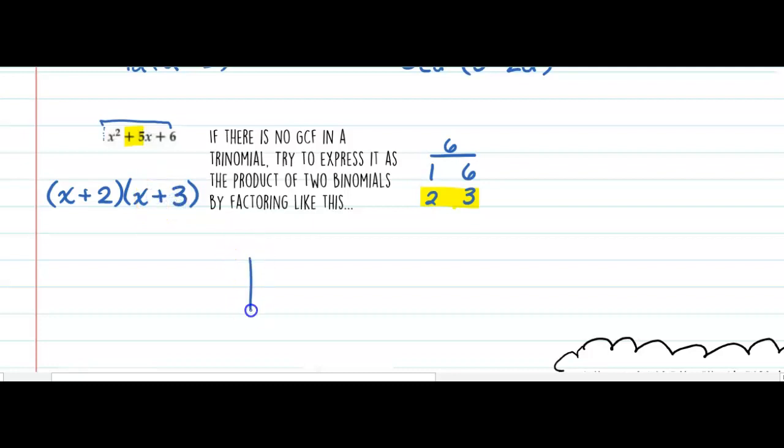And if you check it, you can box it. X plus 2, x plus 3 gives me x squared plus 2x plus 3x plus 6. When I put those together, x squared plus 5x plus 6. I get back to what I started with.